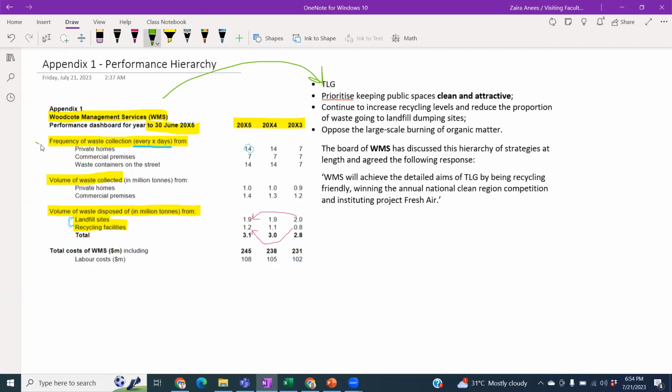So let's start with frequency of waste collection. I don't know whether you were there when I explained the term frequency of waste collection. This means they are collecting waste every 14 days, which means 2 weeks, in 2014, and they were collecting in 1 week in 2003. So probably now they are taking more time. Now they are collecting twice a month, right? So is this helping the company to measure any of these 3 indicators?